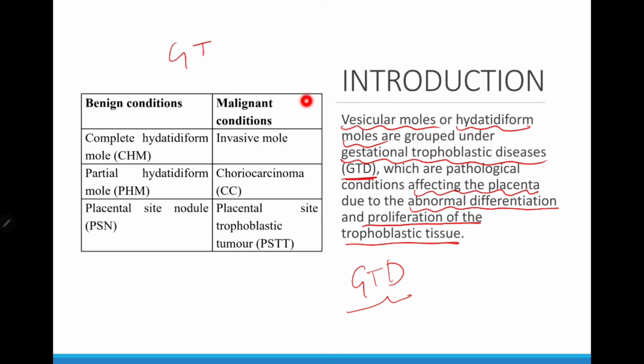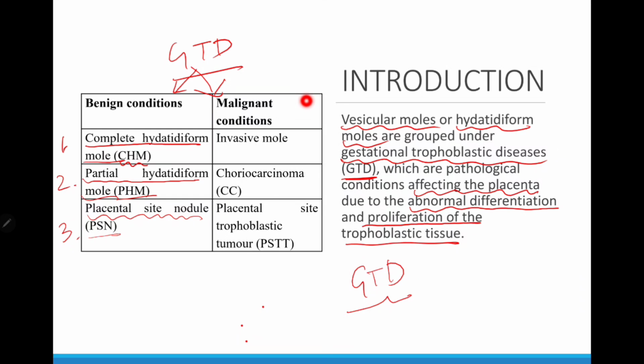So gestational trophoblastic diseases, GTD, can be classified as benign conditions or malignant conditions. So what are the benign conditions? We have CHM, that is a complete hydatidiform mole. So a complete hydatidiform mole is a benign condition. Then we have PHM. PHM is partial hydatidiform mole. And the third one is PSN. PSN means placental site nodule. So the benign gestational trophoblastic disease is mainly hydatidiform mole. You have complete and partial, and you have a placental site nodule.